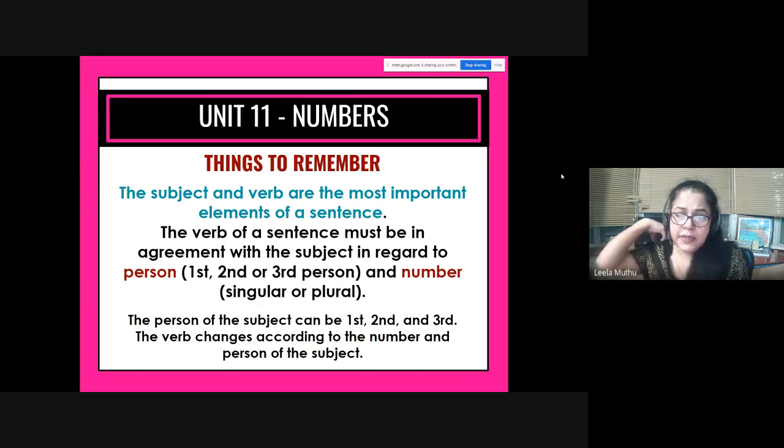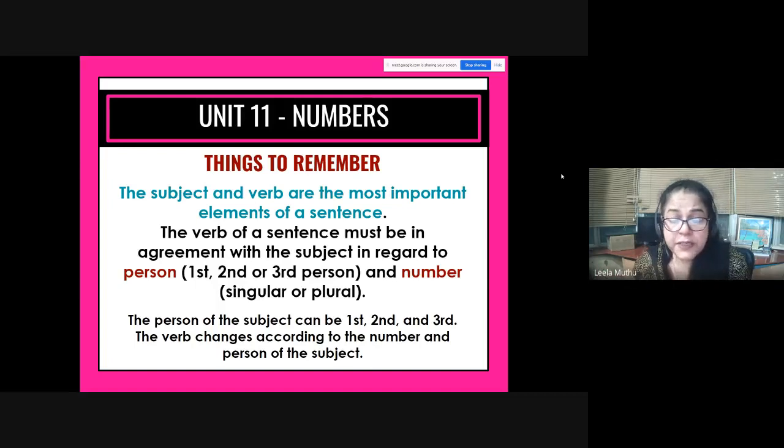All right. The subject and verb are the most important elements of a sentence because that's what makes a sentence a complete sentence. It has to have a subject in it and it has to have a verb in it. The verb of a sentence must be in agreement with the subject in regard to person. You see the first person, second person, third person singular, the first person, second person, third person plural, and then the number, whether it's singular or plural. Okay, you have to first see that. That's the subject. It can be personal pronouns of the first, second, third person singular, or the first, second, third person plural. Okay, you must know that.